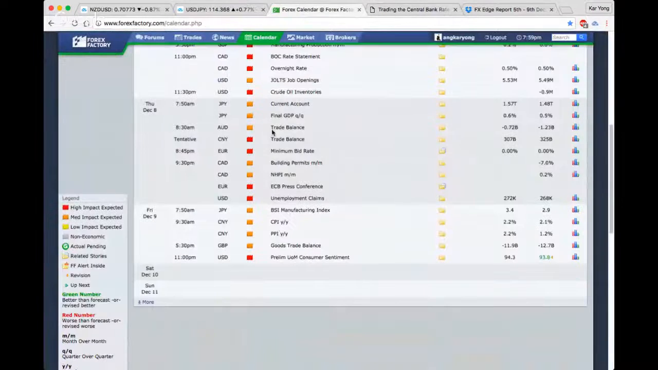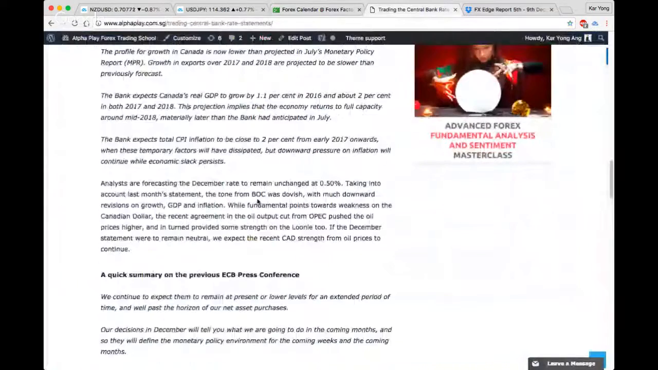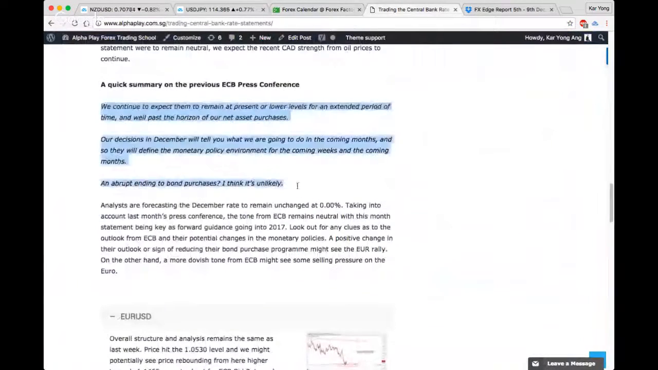On Thursday itself, we have the ECB minimum bid rate and ECB press conference. This will be super interesting to watch, because if you read last month's ECB press conference, summarized over here, these are the three highlights that Draghi mentioned. He mentioned that they continue to expect, referring to the ECB itself, interest rates to remain at low levels for an extended period of time, remaining at present or lower levels.